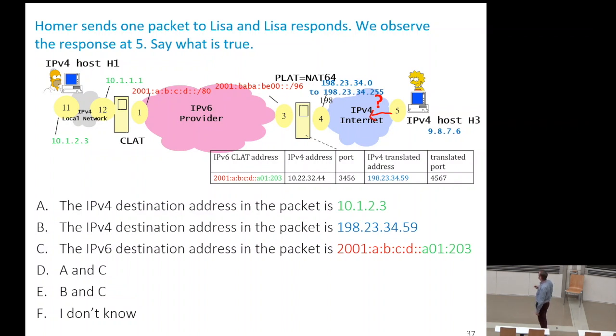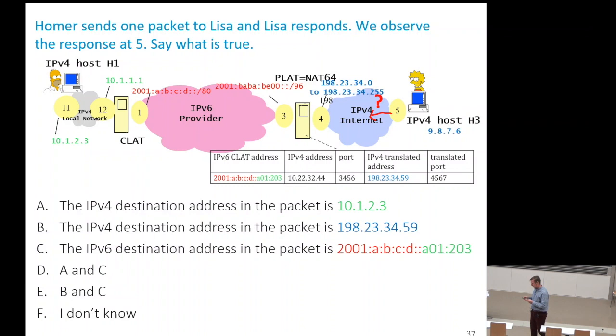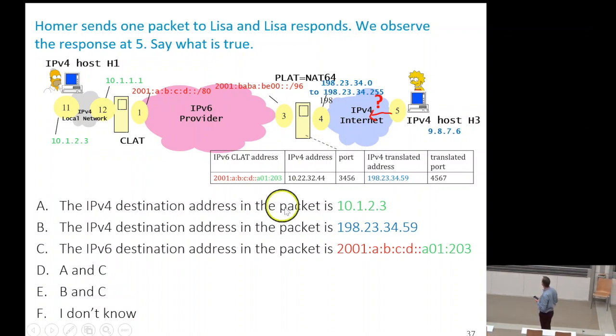So let's test our understanding. Homer sends one packet to Lisa, and Lisa responds. So Lisa sends a packet to Homer, and we observe the response at 5 here. What will we see? And the correct answer is, of course, B. Right? The IPv4 address is one of the addresses that correspond to this block here. We are sending to the NAT, like we do with a regular NAT here.